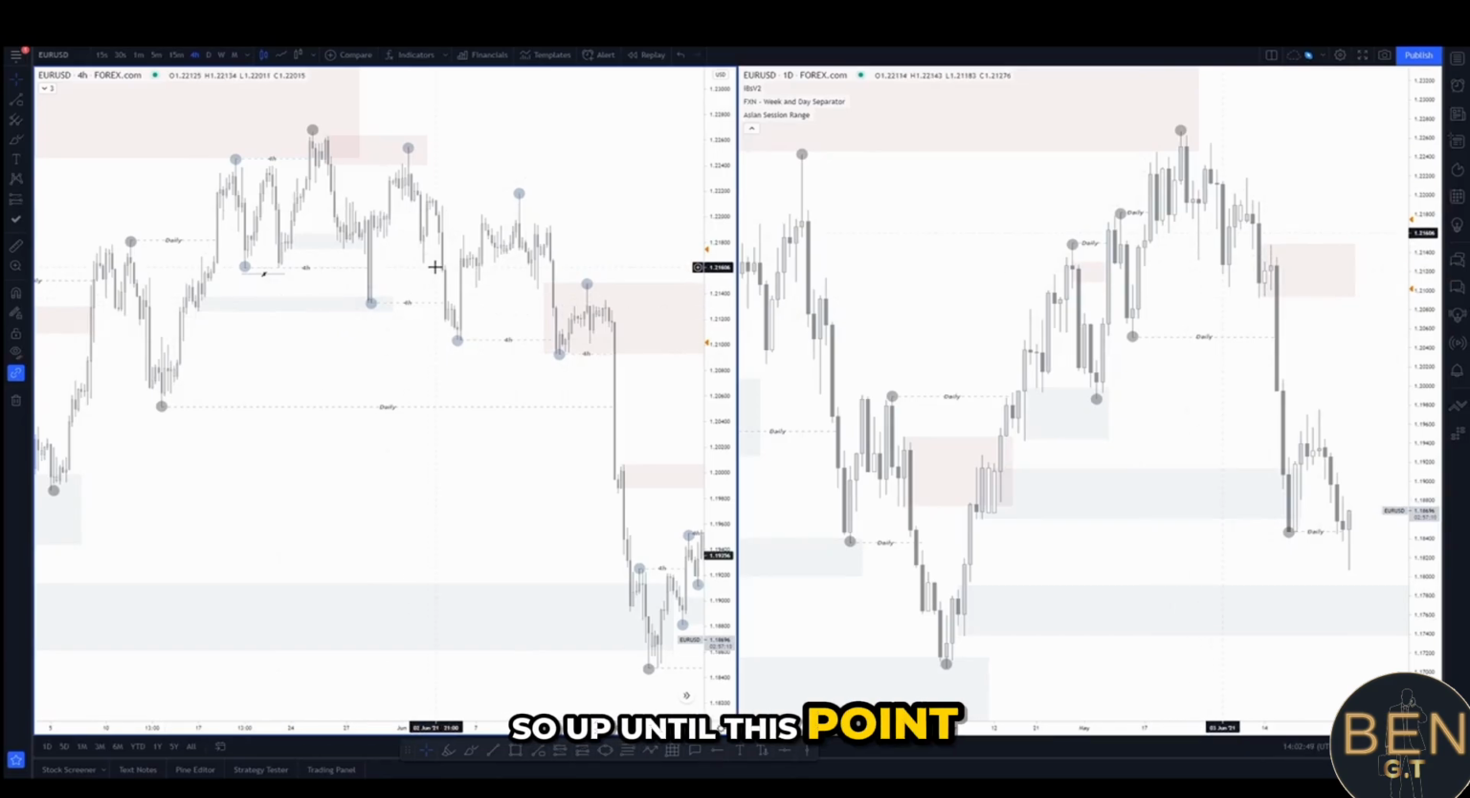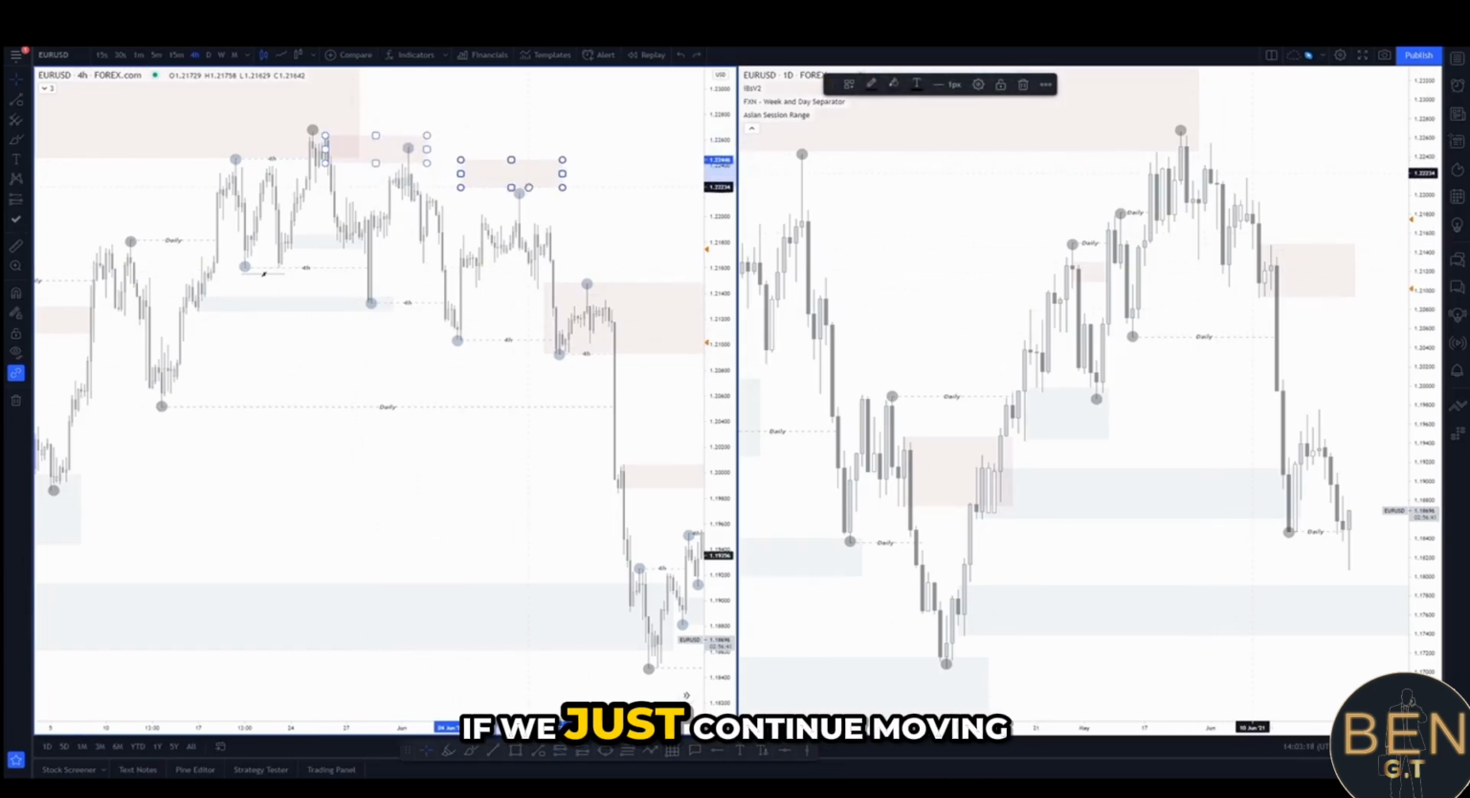Up until this point, we are still bullish on the daily, but on the 4-hour, we're starting to get indications that the trend may be switching, that this is a true change of character. We're going to see that change of character on a lower time frame before we see it on a higher time frame, and that's going to give us a better understanding and identification of what is to come, and we can build trade ideas on that.